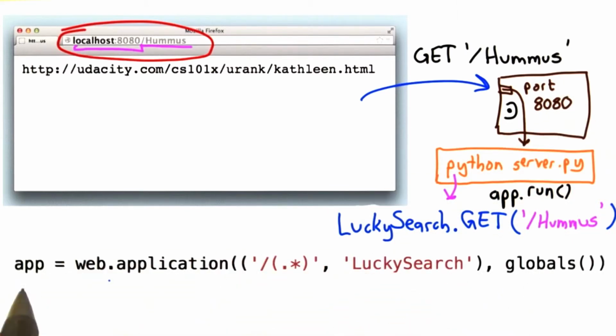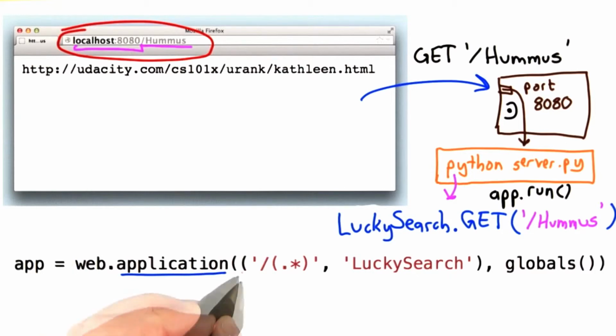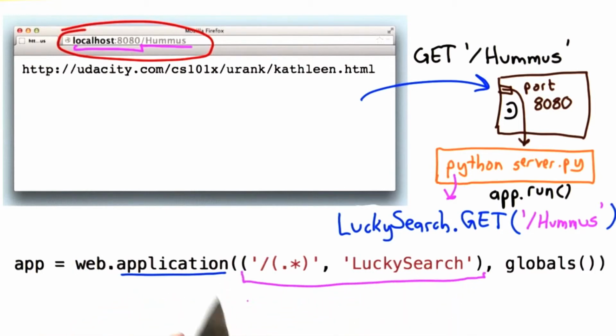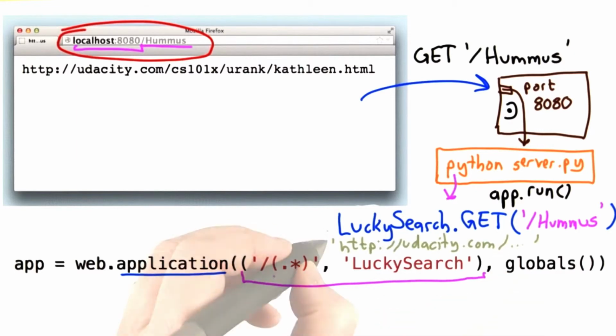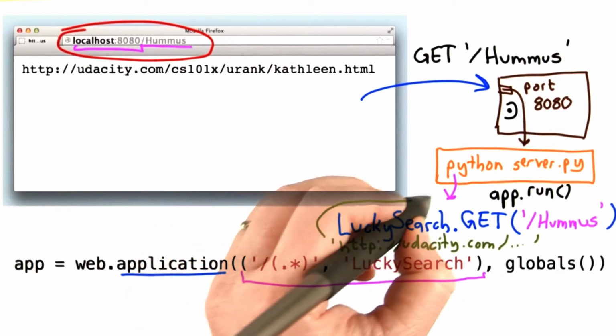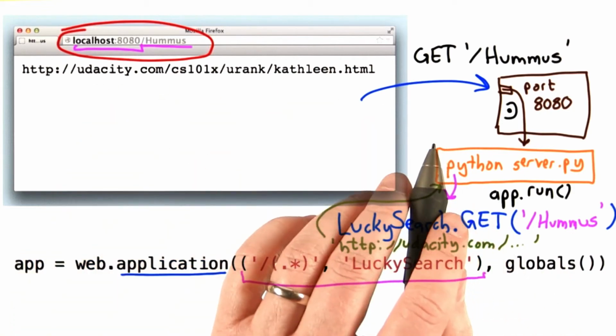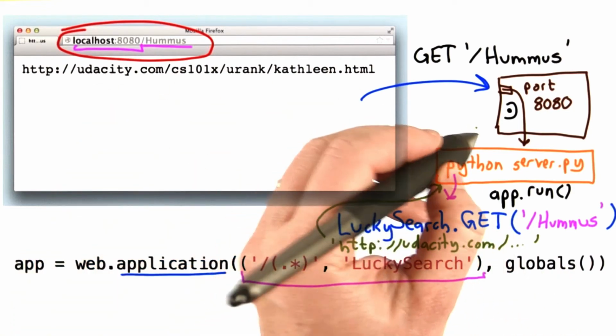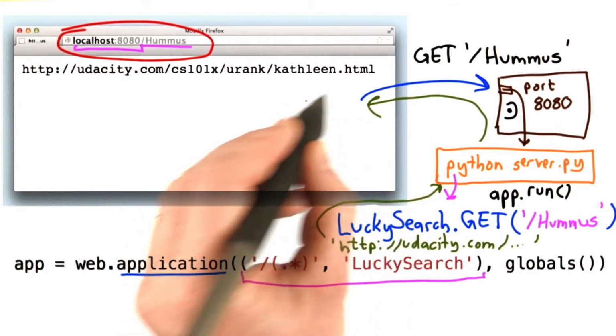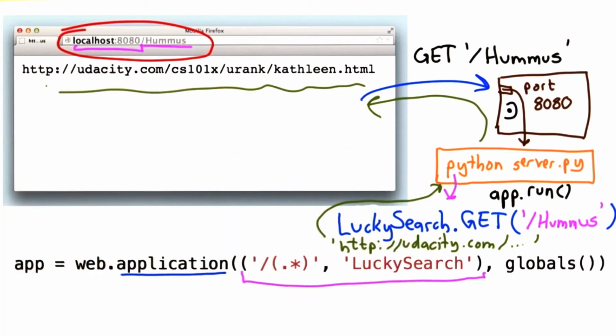And the key line is this one. This creates an instance of the application class in the web module. And the first input here provides a way of mapping requests to the class with the get method that will handle them. And we'll talk more about that in a second. When the get method gets called, it returns the string. That goes back through the application class, which adds some extra headers around it to make it work as a response. And that gets sent back to the browser, which renders it as we see here.